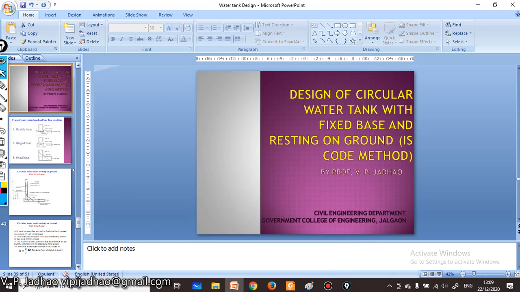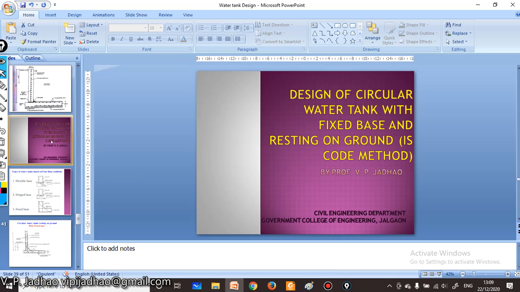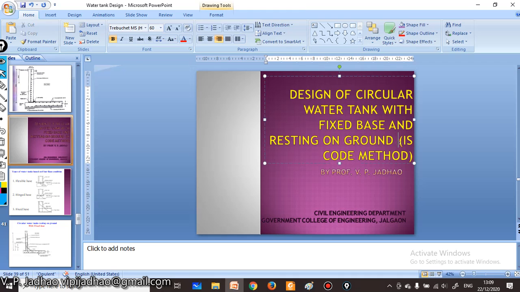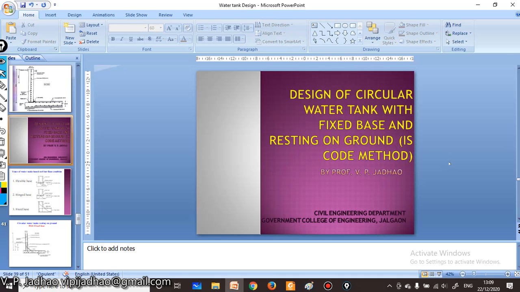Okay, so in the last recorded lecture, I have sent you the video of the design of a circular water tank with flexible base. Now we'll be starting with the design of a water tank with fixed base resting on ground. We have to do this design as per the IS code method.